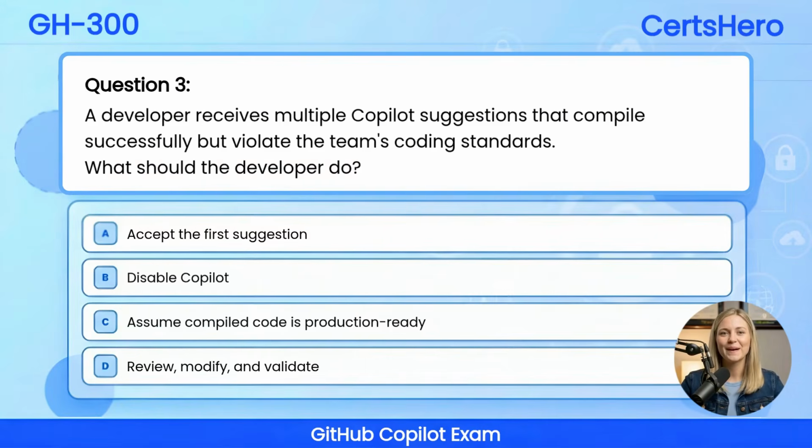Question 3. A developer receives multiple Copilot suggestions that compile successfully but violate the team's coding standards. What should the developer do? A. Accept the first suggestion. B. Disable Copilot. C. Assume compiled code is production ready. D. Review, modify, and validate. Pause for 5 seconds and choose the correct answer.